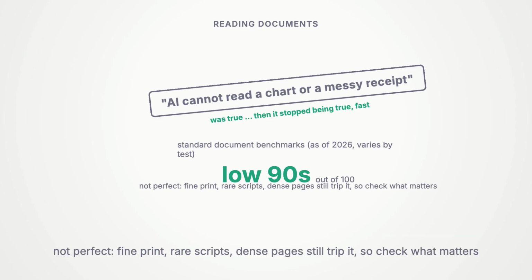Tiny fine print, rare scripts, dense multi-column pages, and a stray digit in a long number can still trip it, which is exactly why you check the output that matters. But the direction is unmistakable. Reading the visual world is no longer a separate specialty. It is a side effect of turning pictures into tokens.